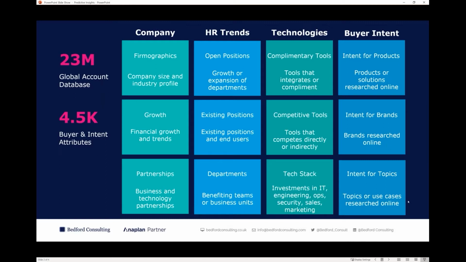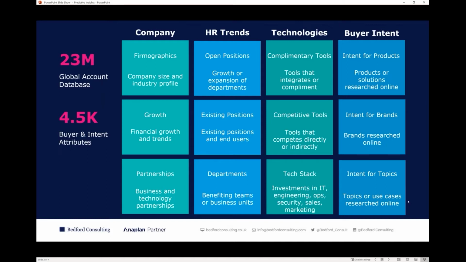HR trends to tell you not only about the growth and expansion of the existing departments, but if they're launching new departments, for example, that might actually use your solution. Technology data, so that goes through all sorts of applications that they might use, software that might help complement your solution or even compete with your solution. Understanding the tech stack that they have can also help explain the types of investments that a company actually makes in areas like IT, security, engineering, operations, etc.